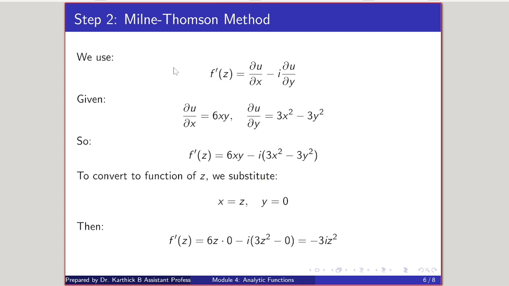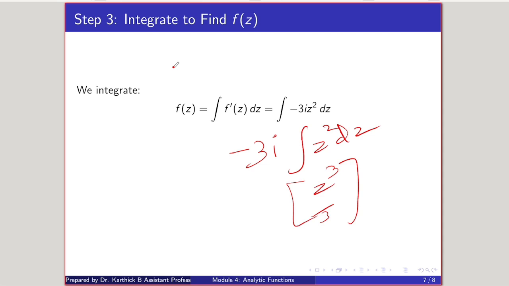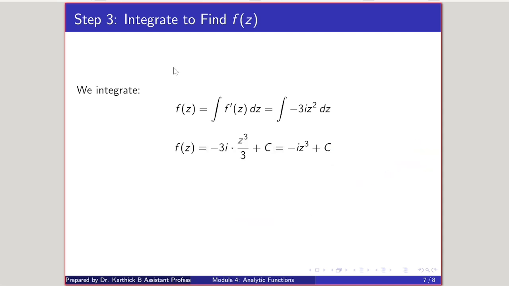So we need f of z. That's our aim. In the next step, we want to integrate this f dash of z. Minus 3i is a constant, and the integral of z square dz becomes z cube by 3. There are no limits, so the 3 gets cancelled. We get minus i z cube plus c. This will be f of z.